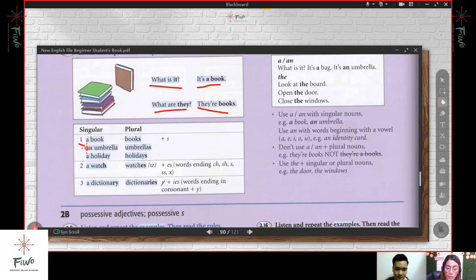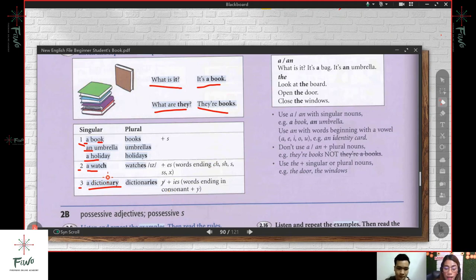So when we say singular, that means one. So we say one. A book. An umbrella. Whereas a holiday. Okay, a holiday. Great. So next we have a watch. Yes. And how about here? A dictionary.